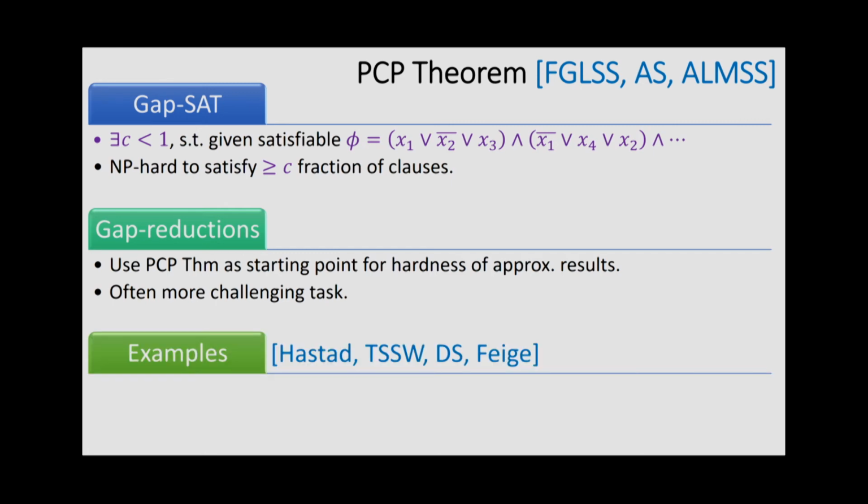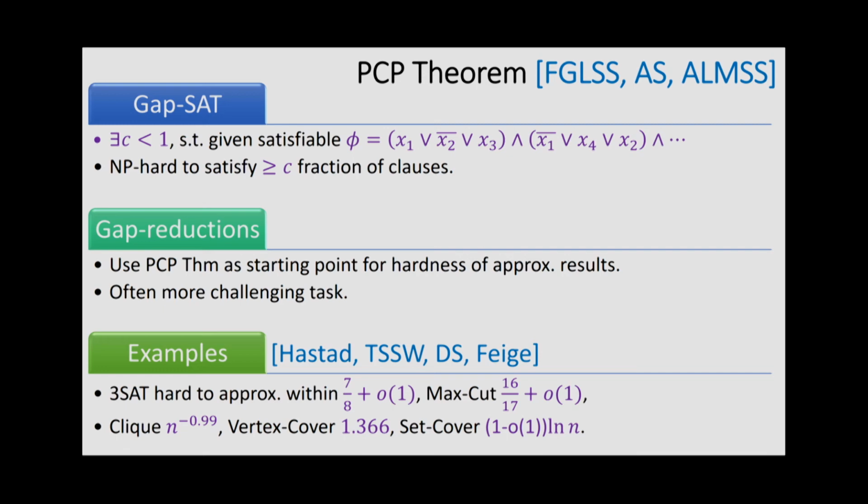But still we have many results, and here are a few examples. For 3SAT, we know the exact answer: you can approximate within factor 7/8, but you cannot do anything better. We have some results for Max-Cut, Clique, Vertex Cover, and Set Cover, and actually many more problems. But I'd like to focus on this Clique result. This result says that you cannot approximate Clique significantly better than factor 1/n, and 1/n is trivial, it's just one vertex. So let's see this result.